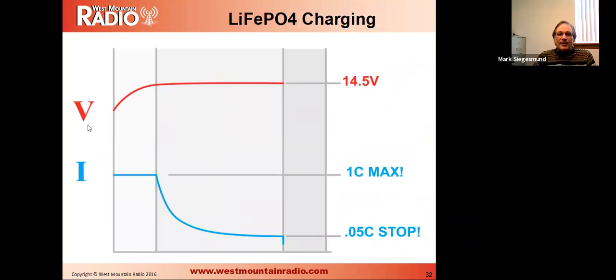The lithium batteries are different. The first stages look very similar, although they're much fussier about the voltage that they charge at. But once the battery is charged, once the current draw drops below 0.05 C, you want to stop charging the battery because otherwise it will overheat and then you run into other problems.